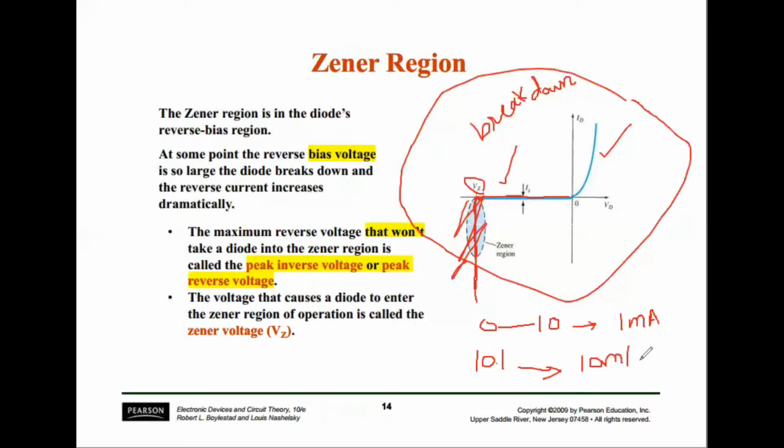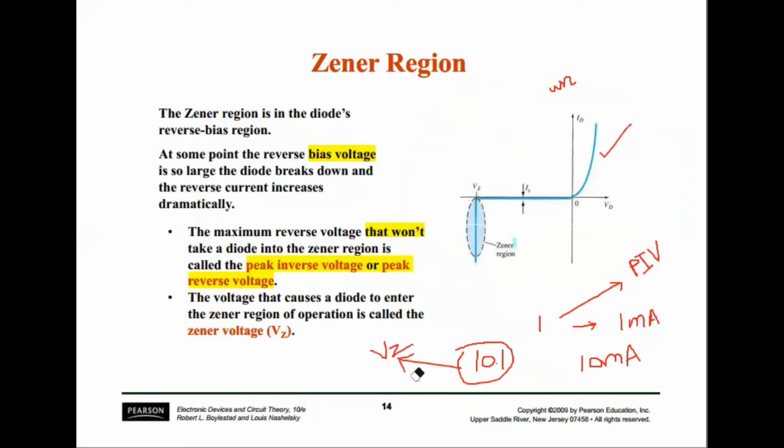So what is this? This voltage is called VZ or Zener voltage, and this 10 volt is called peak inverse voltage, PIV. This is the maximum amount of reverse voltage which any diode can bear in the reverse direction. Okay, so that is the concept of the Zener region. Okay, so let's move on.